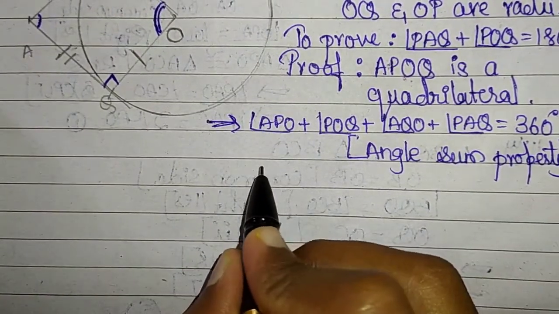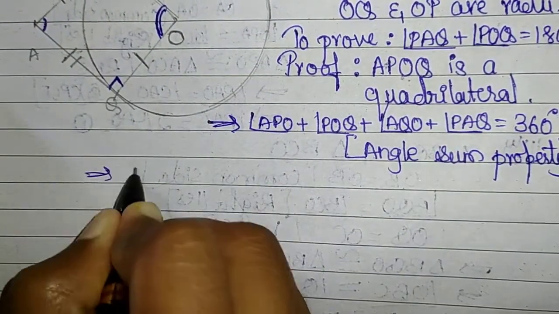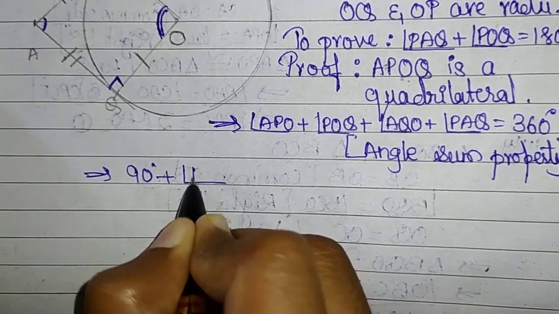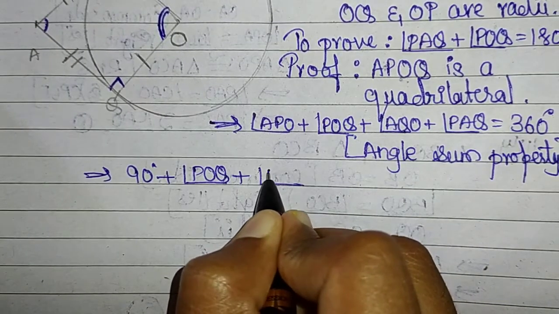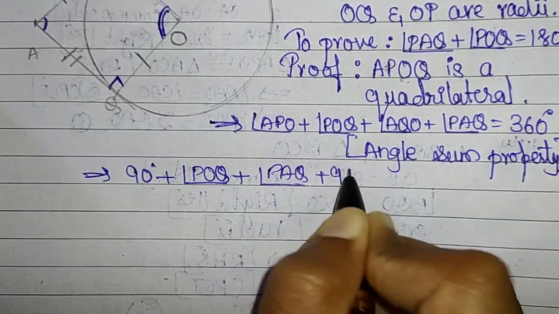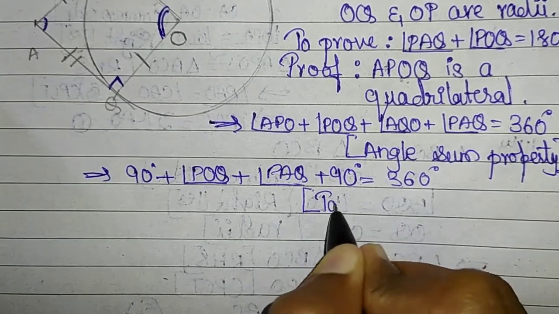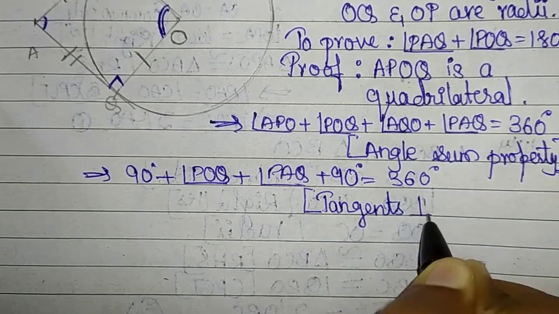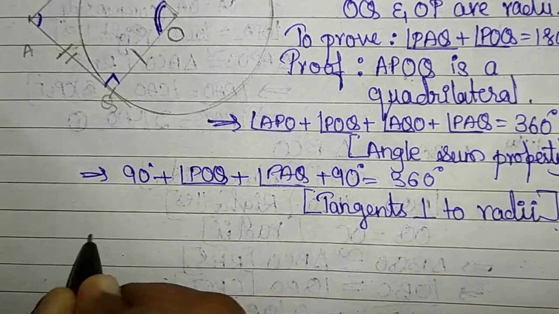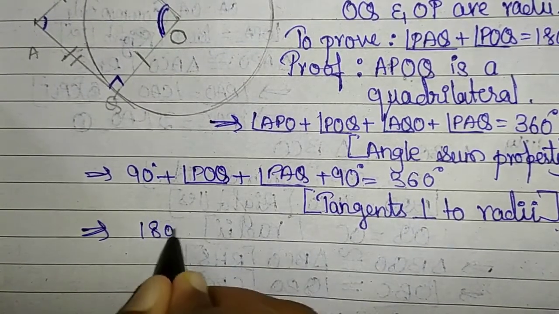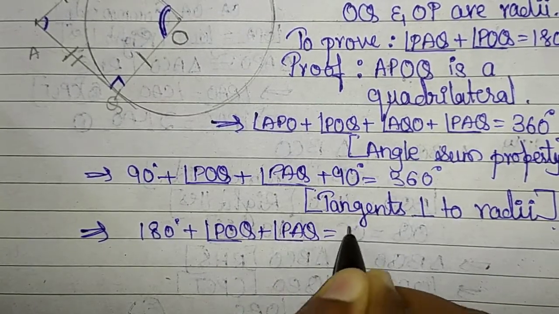So here we know that APO and AQO are 90 degrees each. So this implies 90 degrees plus angle POQ plus angle PAQ plus 90 degrees is equal to 360 degrees. Write the reason: tangents are perpendicular to the radius. So this implies 90 plus 90, 180 degrees plus angle POQ plus angle PAQ is equal to 360 degrees.